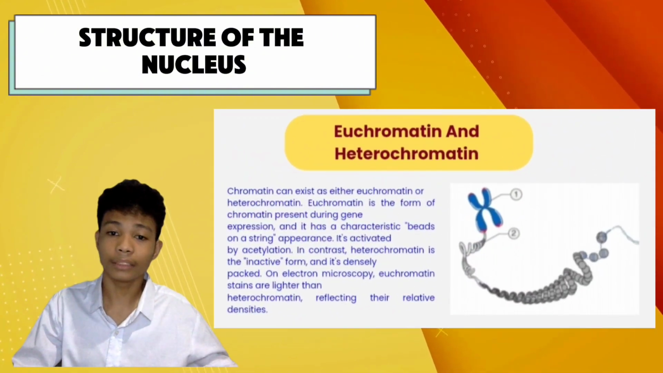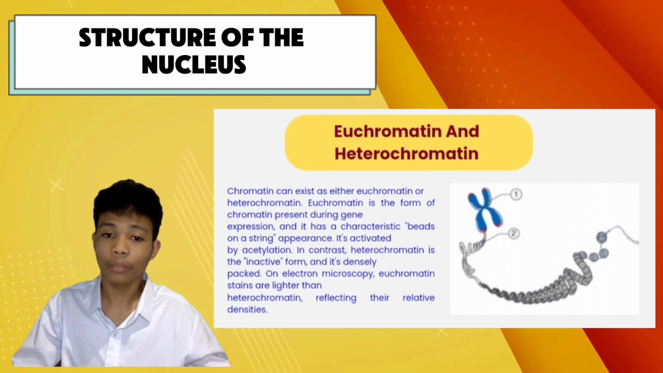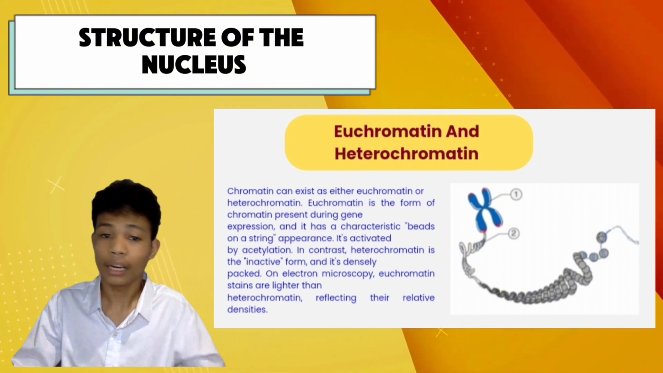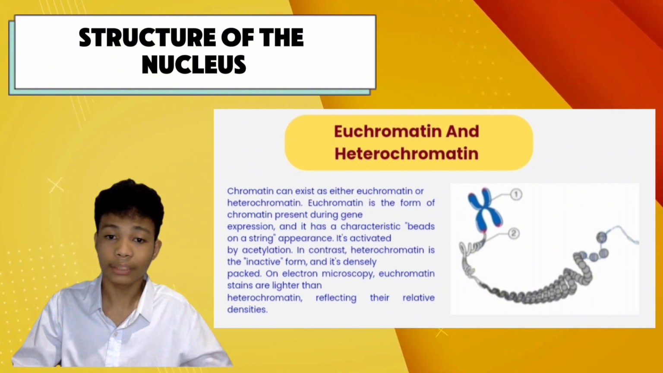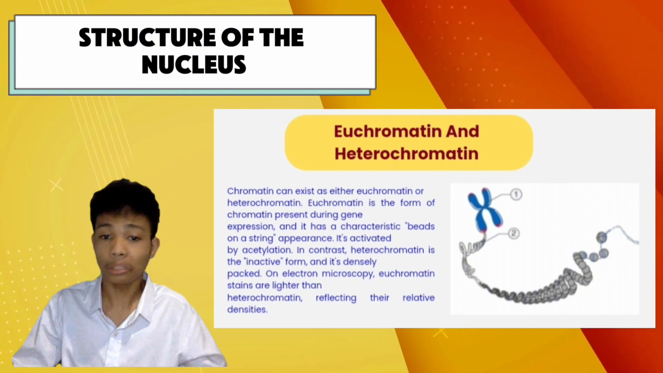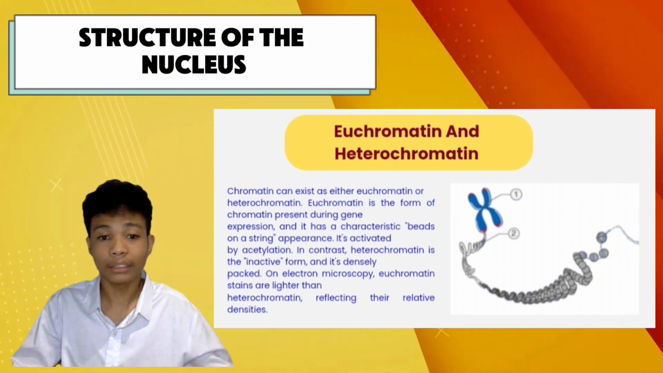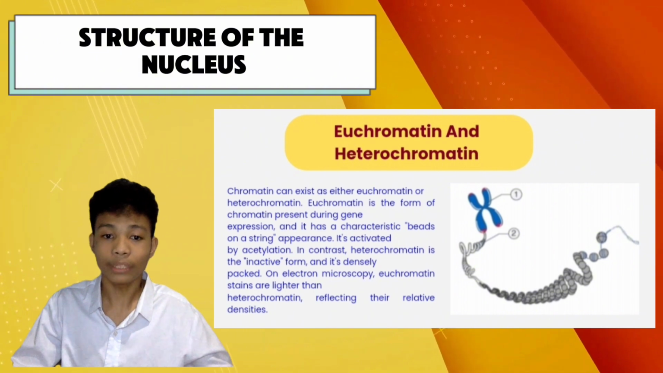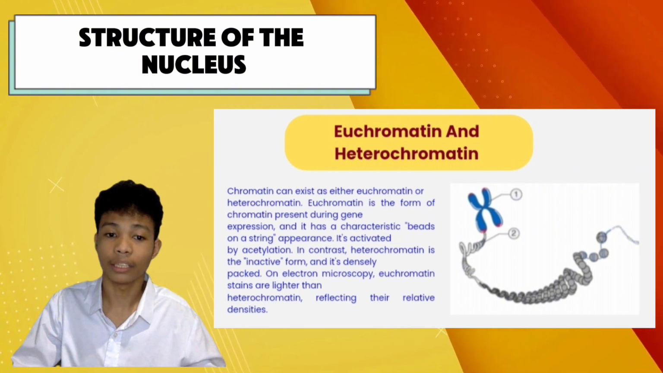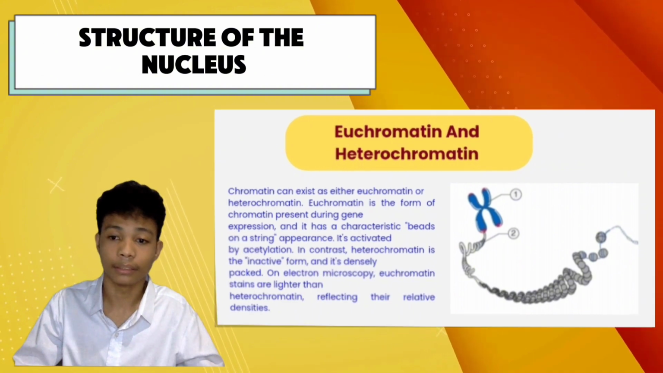Chromatin can exist as euchromatin or heterochromatin. Euchromatin is the form of chromatin present during gene expression, and it has the characteristic beads on a string appearance. It's activated by acetylation. In contrast, heterochromatin is the inactive form and it's densely packed. On electron microscopy, euchromatin stains lighter than heterochromatin, reflecting their relative densities.